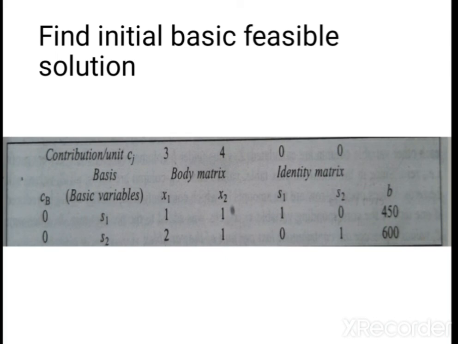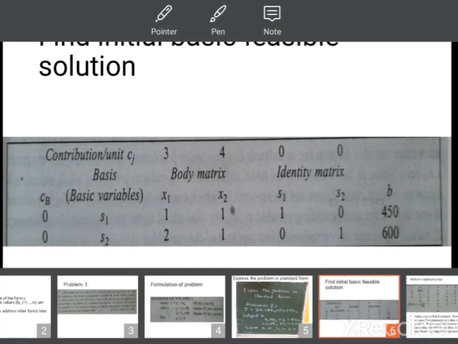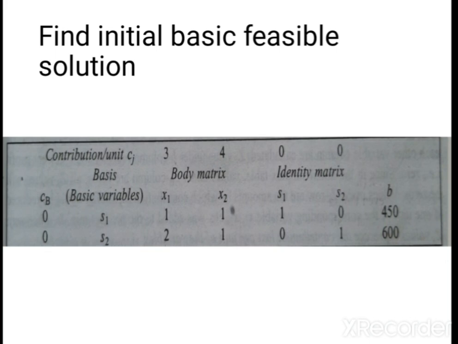It has several components, and the last component is the B component. The B component is the last column in the table. This is also called the quantity column or solution values column. This column indicates the quantities of the available resources, or right hand side values of constraints, or values of basic variables S1 and S2 in the initial basic feasible solution.